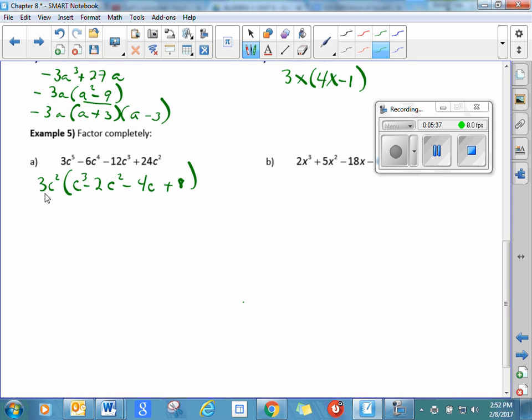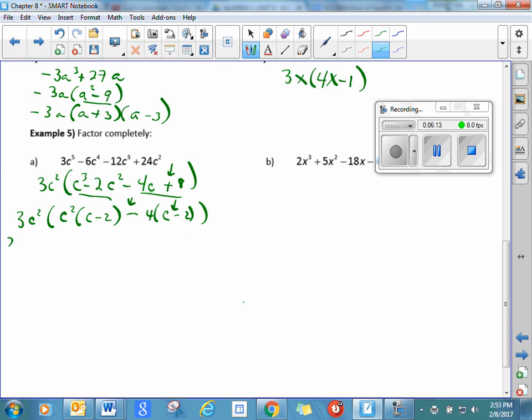Okay, so I'm going to leave this 3c squared alone for a minute, but what do I notice now? I notice 4 terms, and we were able to factor 4-term polynomials by grouping. So that's what we're going to do here also. In these first 2 terms, what can I take out? A c squared. So that leaves me with c minus 2. What can I take out of here? A 4. And that leaves me with c minus 2 also. Remember, this sign and this sign have got to multiply back to that sign.